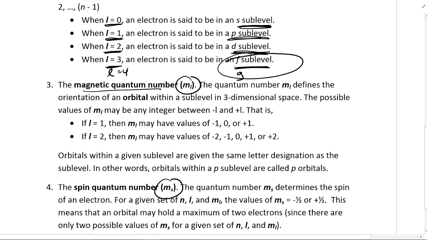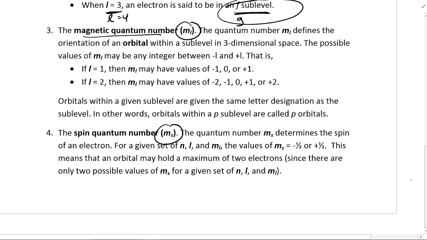All right, then the last quantum number, this one's easy. This one is unrelated to all the other ones. It's called a spin quantum number. The spin quantum number determines the spin of an electron. And if you have a given set of n, l, and m sub l, the values of m sub s, or the spin quantum number, can either be -1/2 or +1/2.